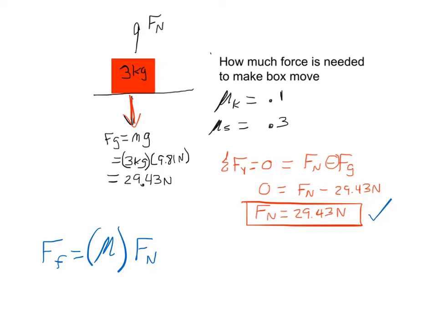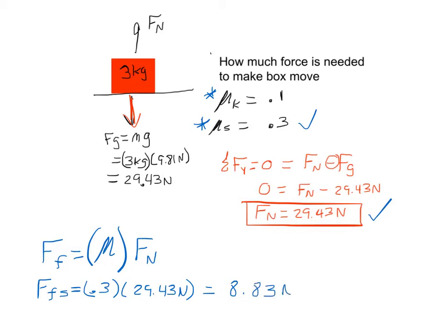Now, are we going to use the kinetic or are we going to use the static? We're going to use the static because the question wants to know how much force is needed to make the box move. So that means the force of friction needed to make the box move is going to equal 0.3 times 29.43 newtons, which will give you 8.83 newtons.